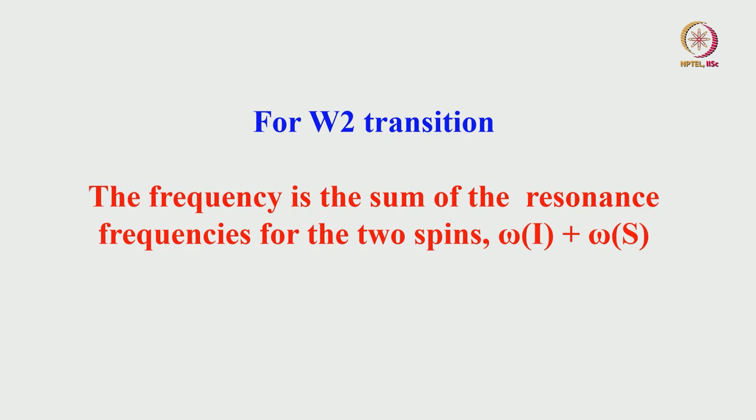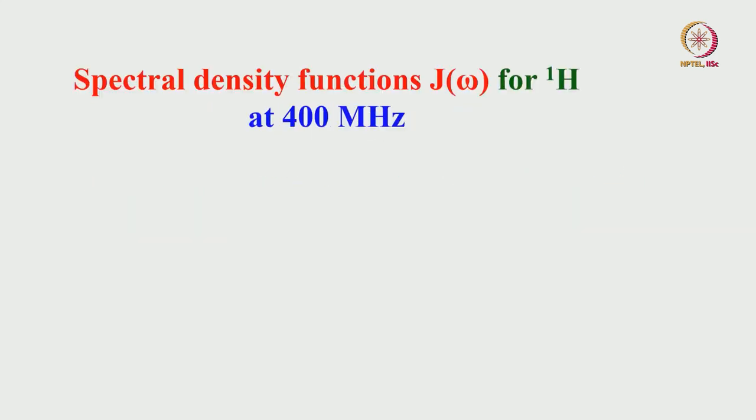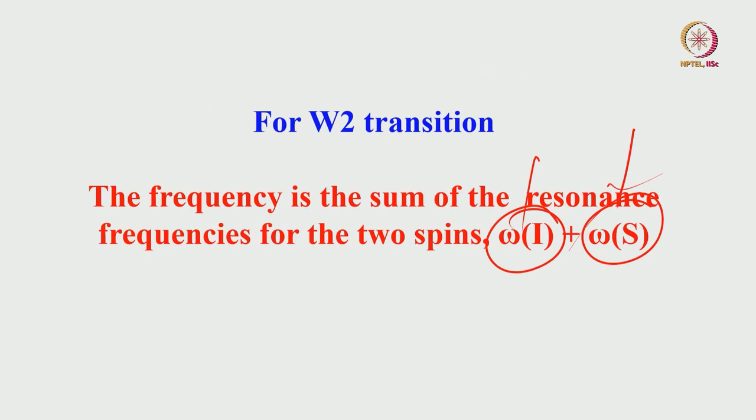Remember, W1 is megahertz, W0 is few kilohertz or few hertz. What is W2 then? W2 is the sum of the resonating frequencies of Wi and Ws. Both are in megahertz. This is 400 megahertz, this is 400 megahertz, let us say. Then W2 becomes 800 megahertz. That is the difference. So W0, W1, W2 depend upon the spectral density function, which in turn depends upon various factors. W1 is the Larmor frequency. W0 is the difference between the Larmor frequencies. And W2 is the sum of the Larmor frequencies. These are the three factors which you have to consider.